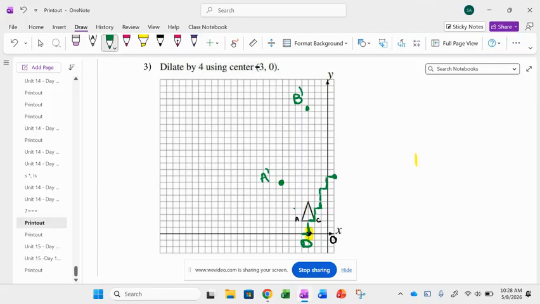Did I go up 3 for one of them? Thank you. When I'm staring at my screen, it's so blurry. Is that better, Jordan? Okay, thanks.